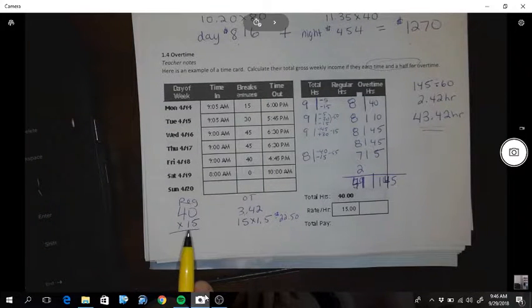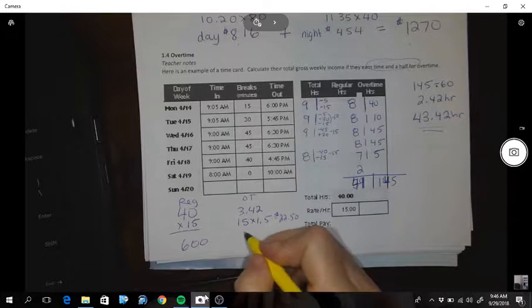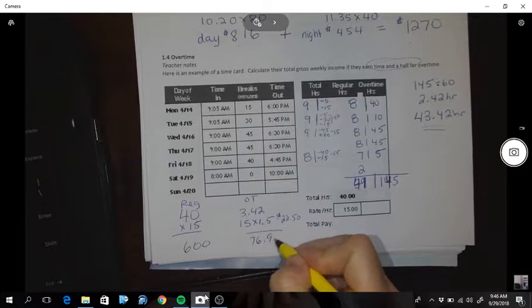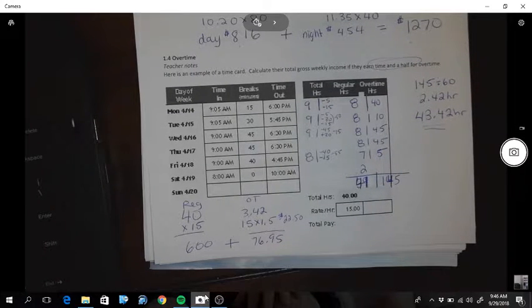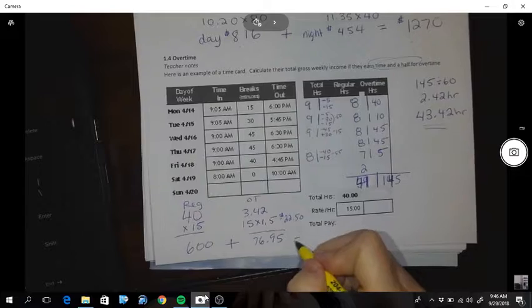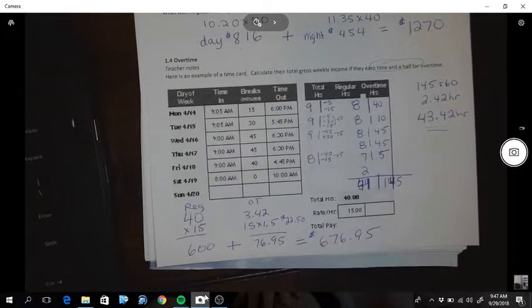Okay, so 40 times 15 is 600. Then you have 3.42 hours times 22.50. So you make, excuse me, $76.95. So now you have to figure out what your total is. So the total pay. And that's your gross income. Okay? Let's do example 2.